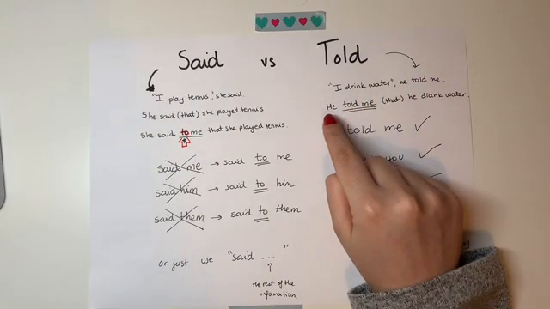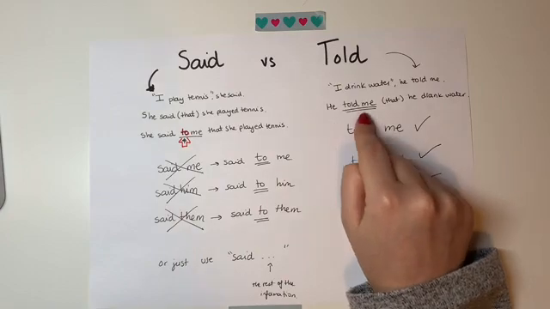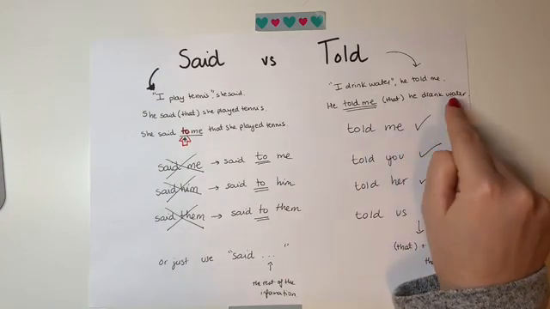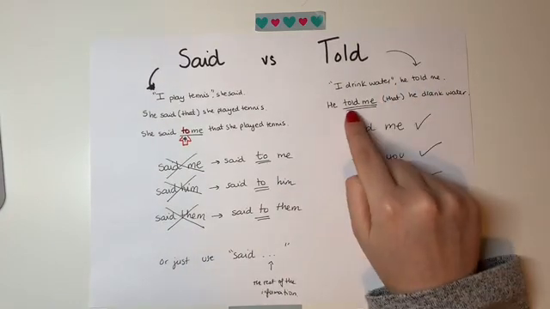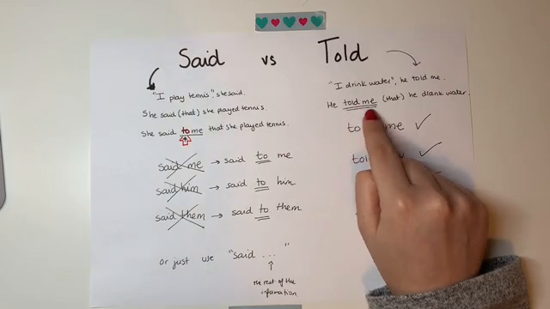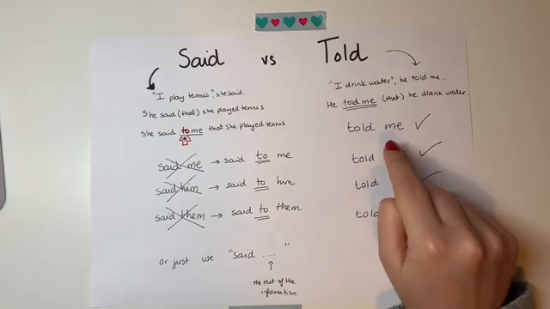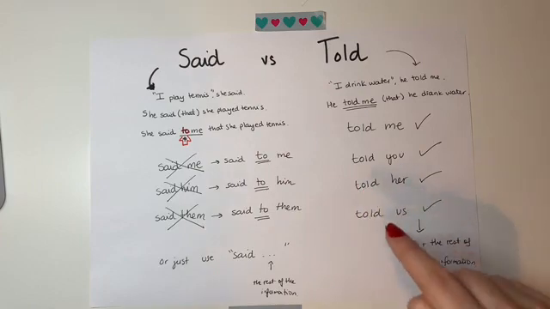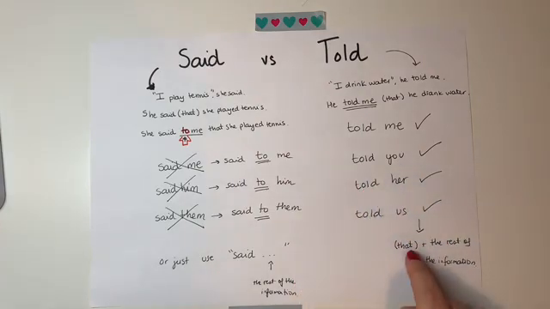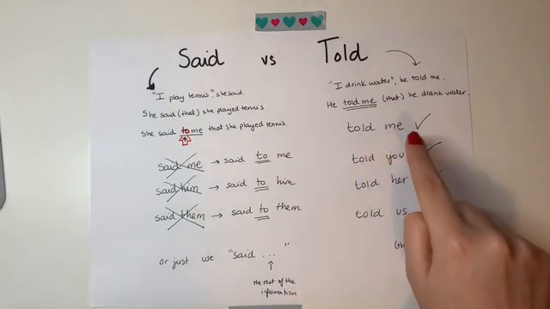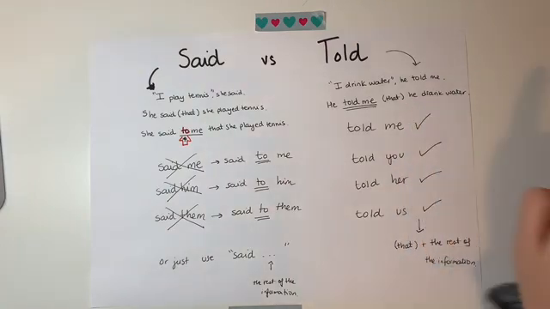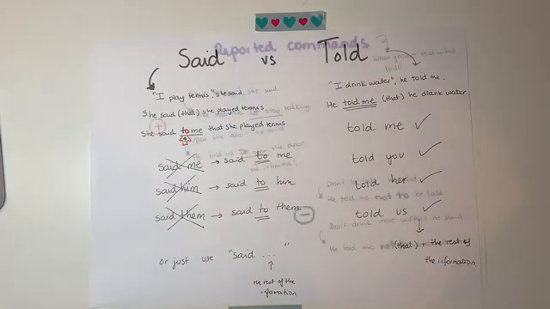So we say reported speech. He told me that he drank water. We cannot say "told to me." That is wrong. Okay, so we just say told me, told you, told her, told us. Okay, we can add that. For example, he told you that he drank water, and the rest of the sentence.